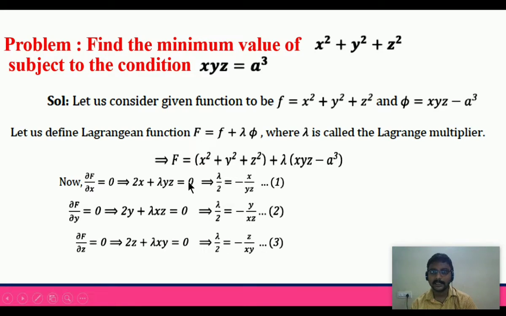So here in the second step we have to obtain these three equations, which are equated to 0, the partial derivative of f with respect to x, with respect to y, and with respect to z. So let them be equations 1, 2, 3 respectively. Now we have to solve these three equations, and on solving these three we have to eliminate λ.